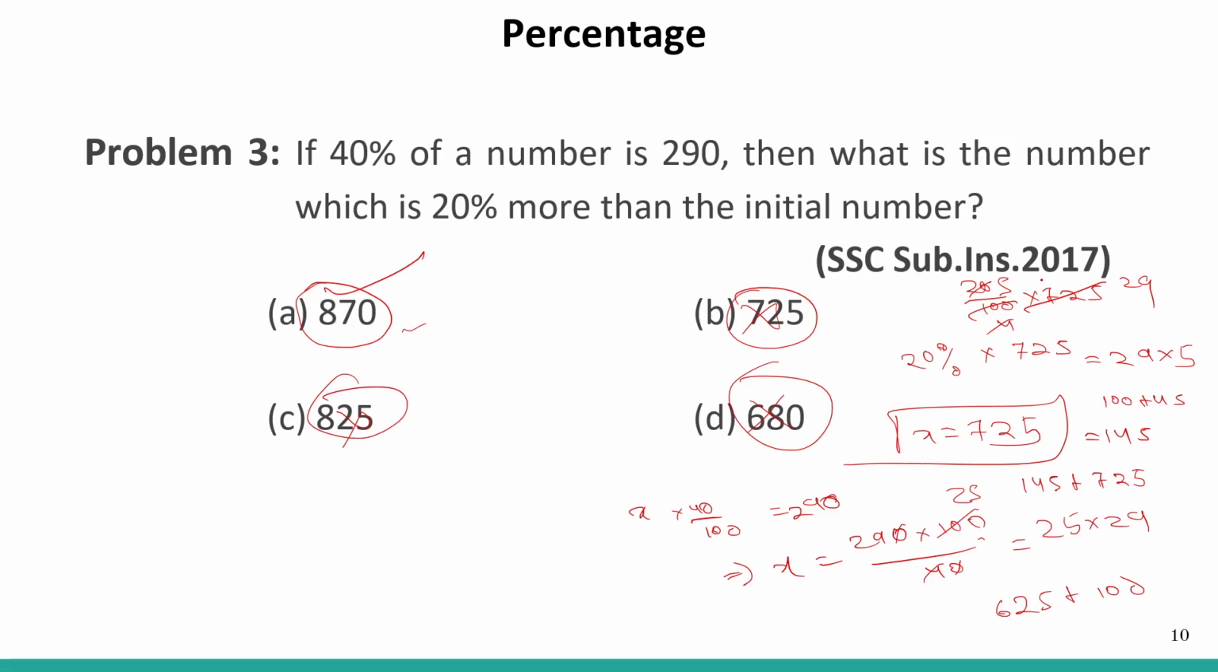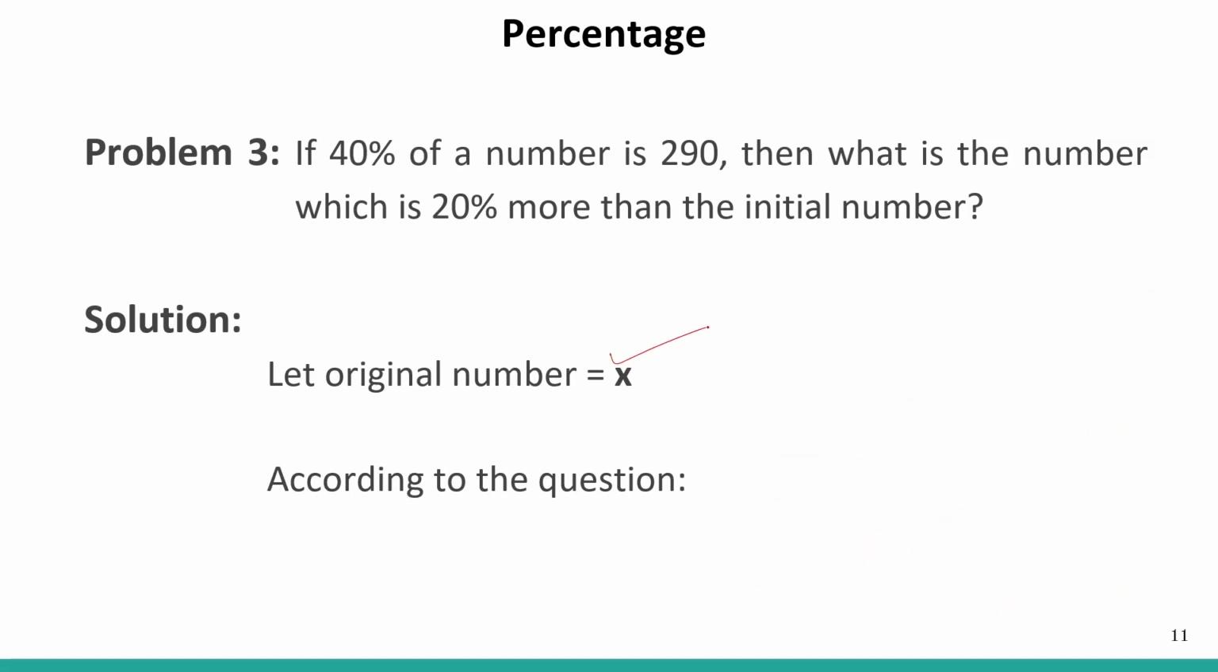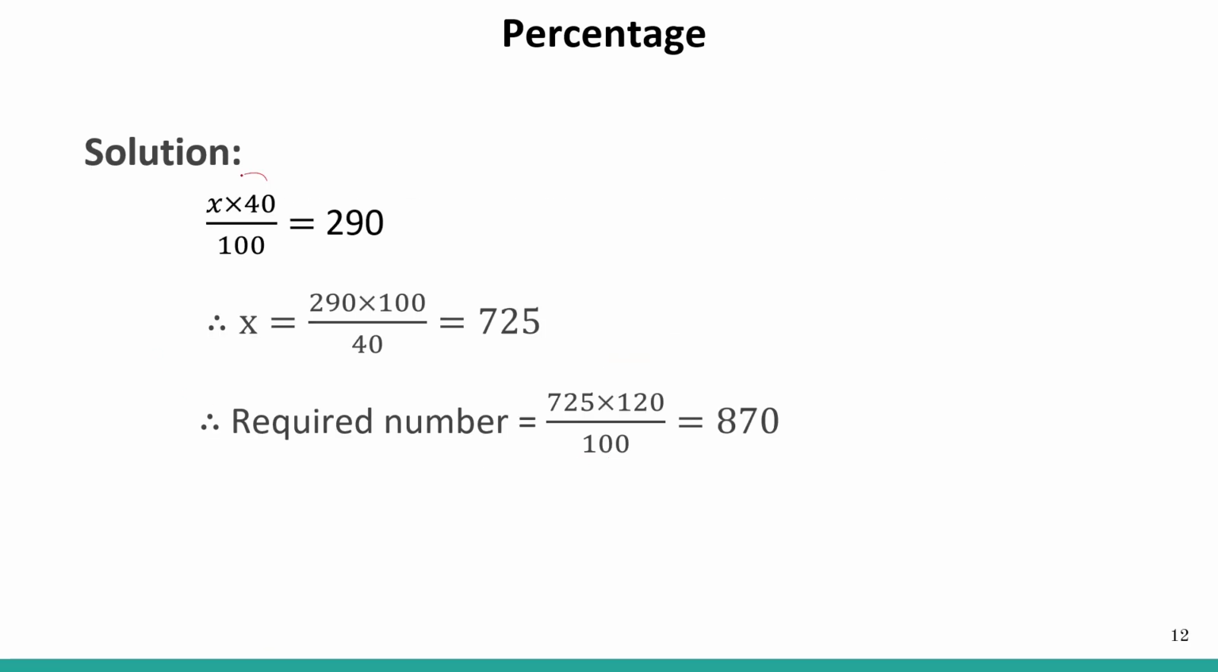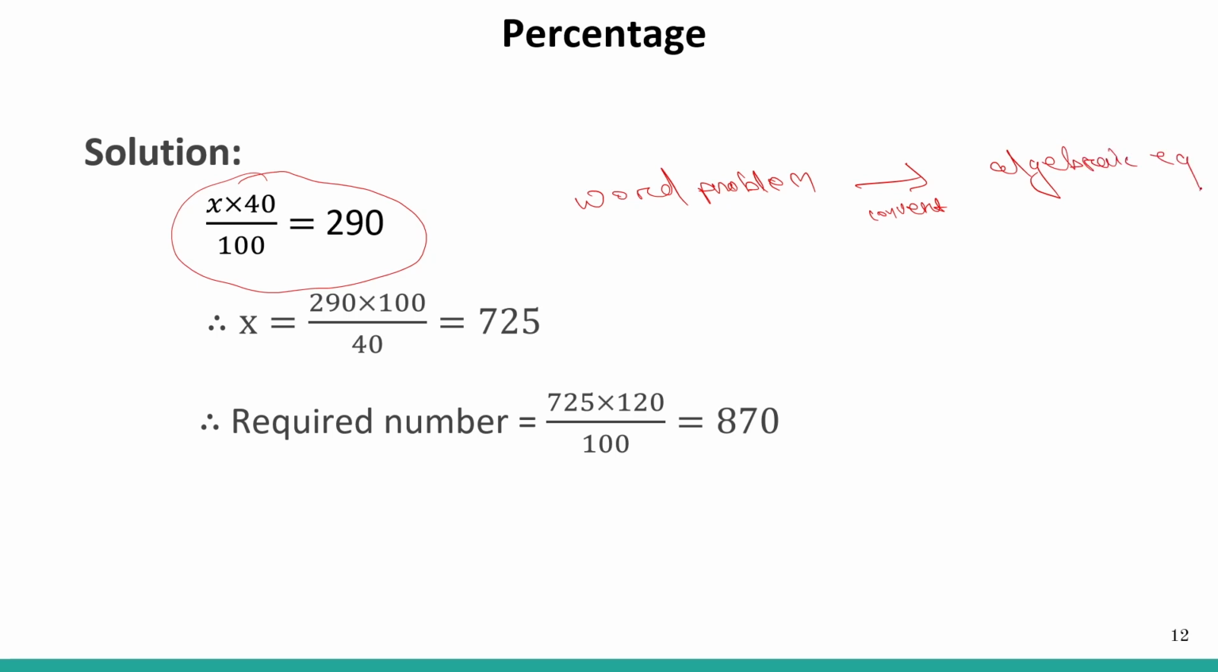Okay, so let's see the step-by-step solution. Let the original number be x. According to the question, what we are left with is this. This is what we got as an algebraic equation out of that word problem. So the basic thing to do is convert the word problem into an algebraic equation. After doing that, x is equal to 290 into 100 whole by 40, which is equal to 725. So the required number is 870. Okay, this is the correct answer.